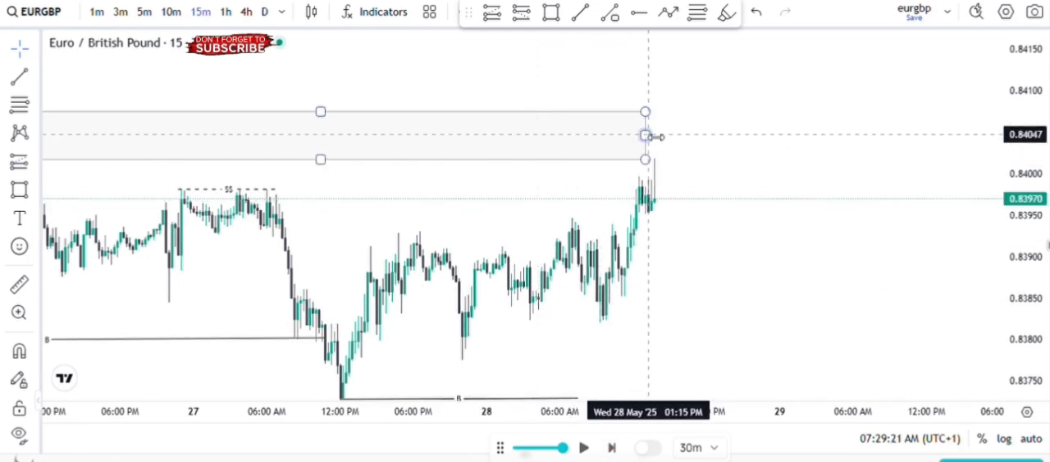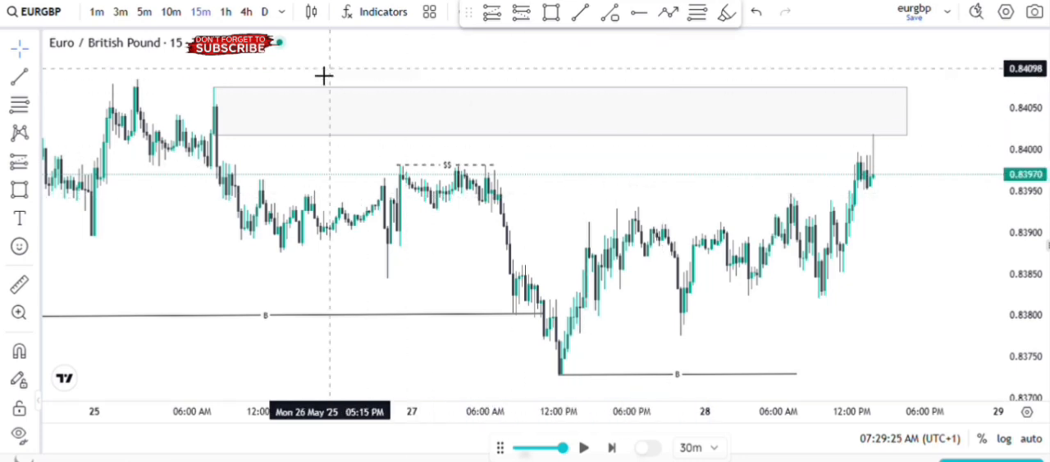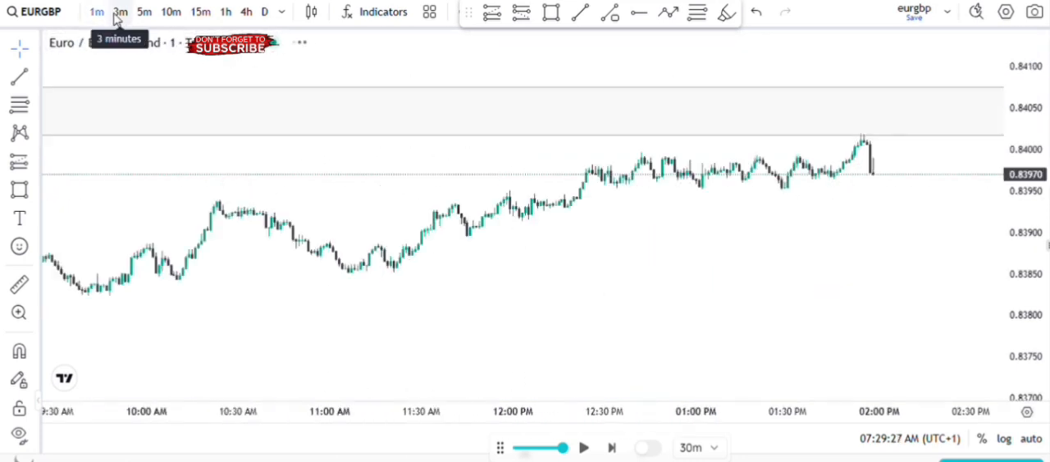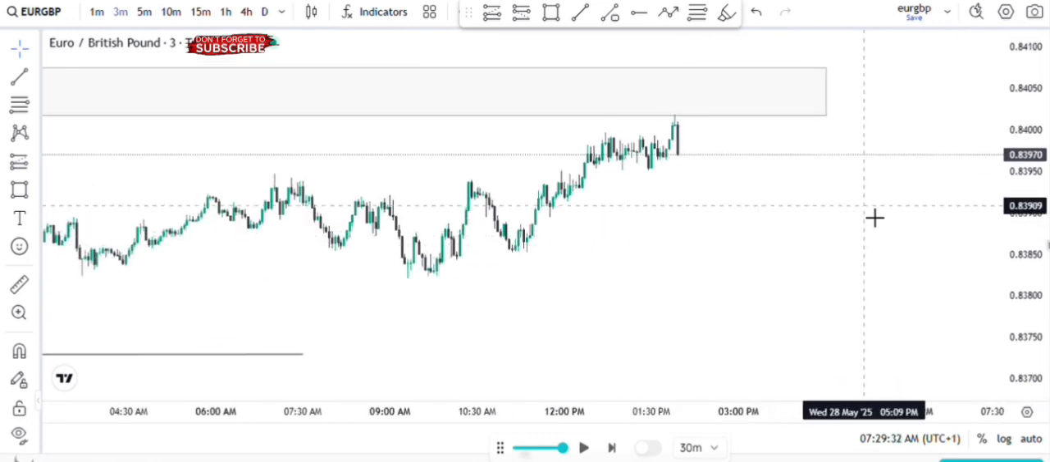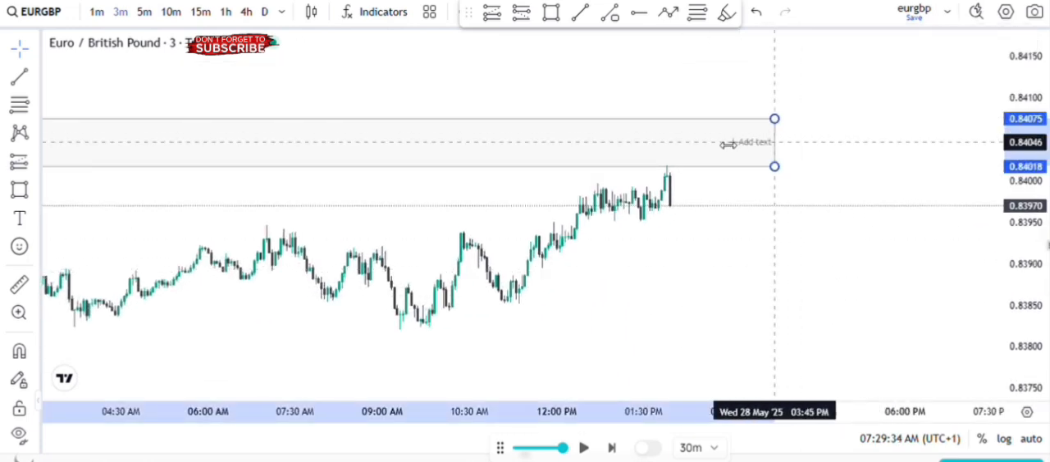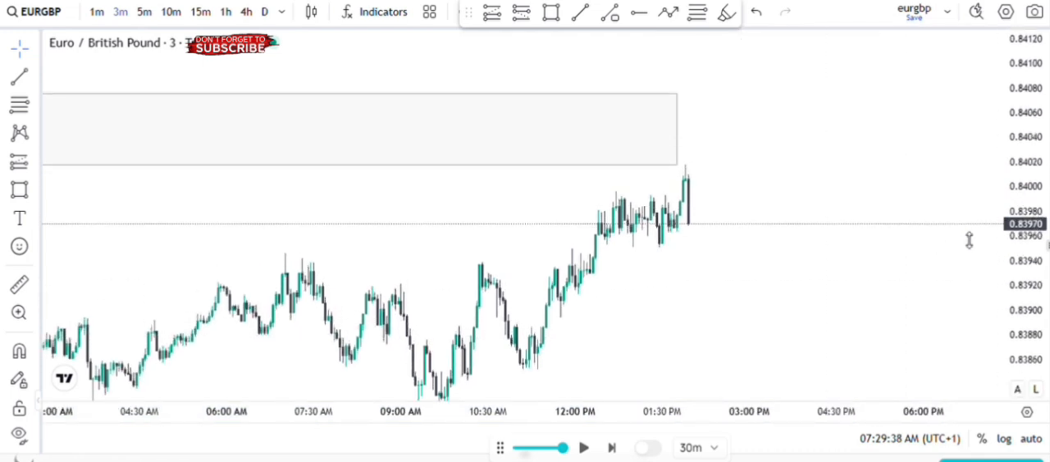So what you can do, if the market hits your order block, all you have to do is drop down to your lower time frame, maybe to 1 minute or to a 3-minute time frame. Let's do the 3-minute time frame. As you can see right now, the market hits our order block by wicks. So let's mark our swing points.